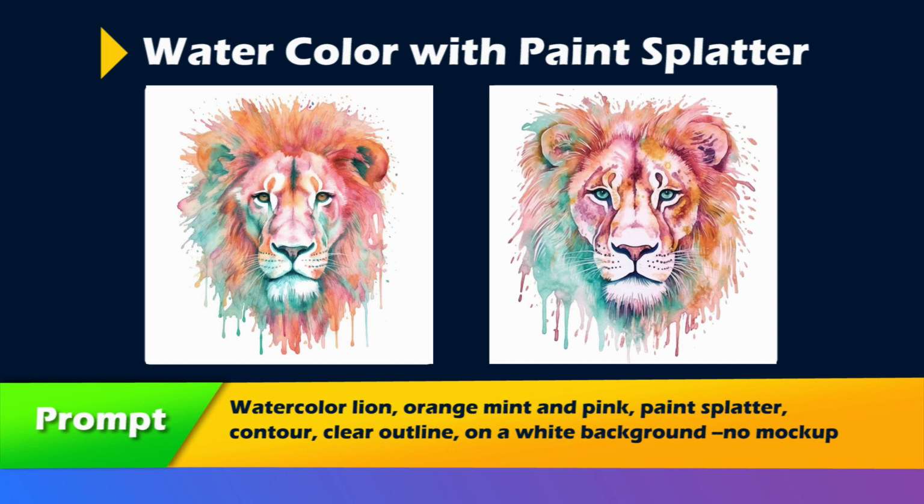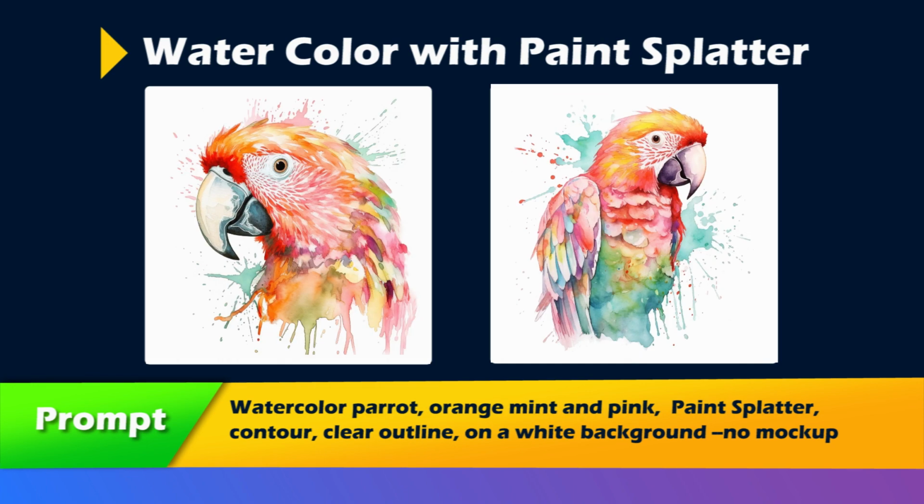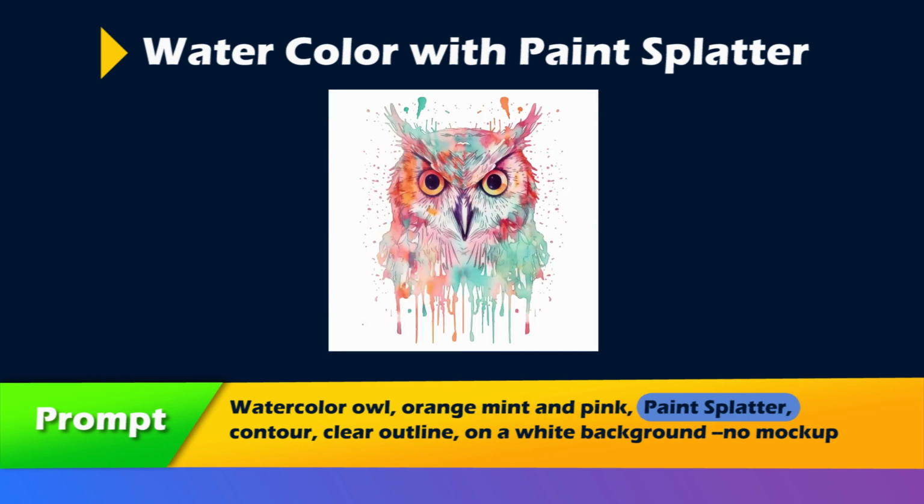The third style I applied is watercolor with paint splatter. I believe you are a bit familiar with this style. I saw many people playing around with this prompt in the community feed, but the little tweak I added here is the paint splatter. Just add this word to your prompt and then see the magic. You will get to see some magnificent artwork with amazing paint splatter effect.